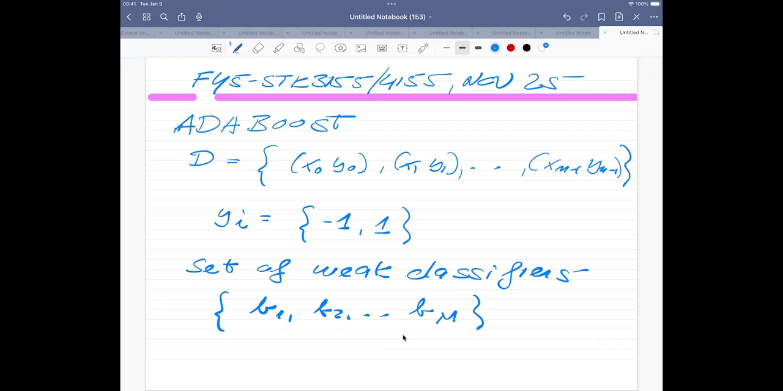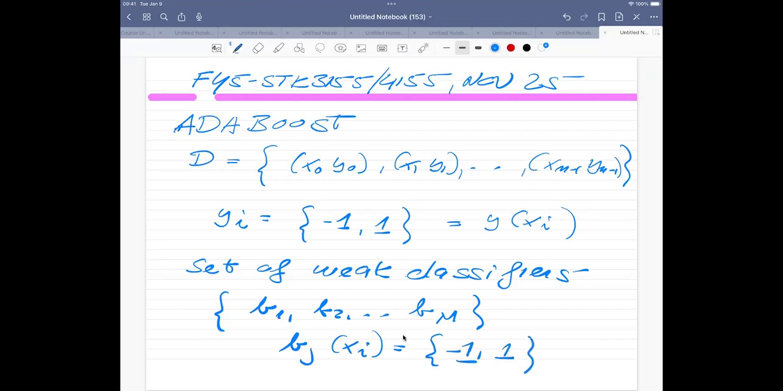So these classifiers, these weak classifiers, they're also going to be functions. So this y of i is actually a function of x of i. And now we are going to make such a function bj, which will be an input of x of i. That is also going to take values either -1 and 1.